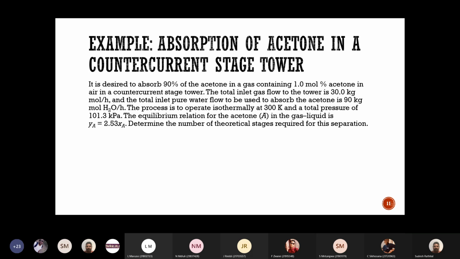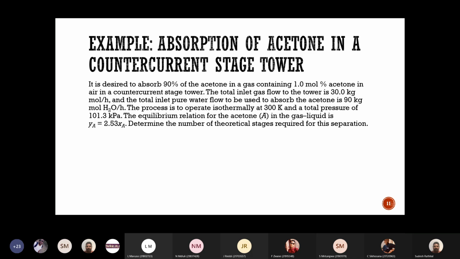The total inlet gas flow to the tower is 30 kilomoles per hour. Let's understand that. Total inlet gas includes the inert and the acetone, the solute. And that flow rate is 30.